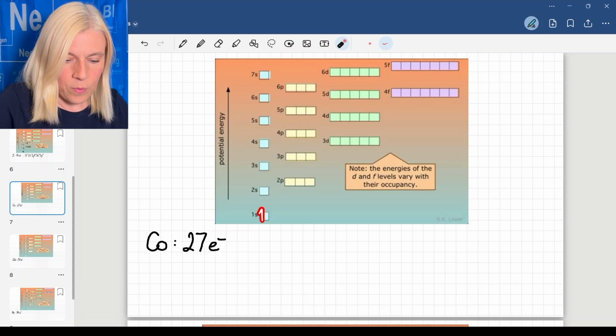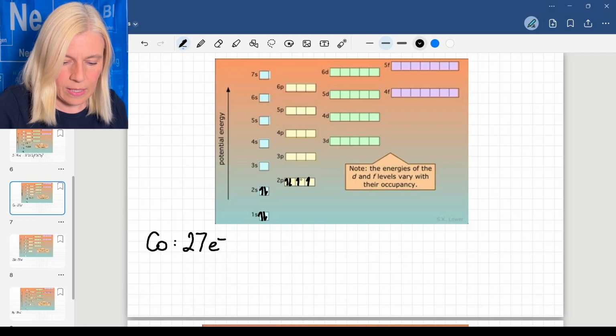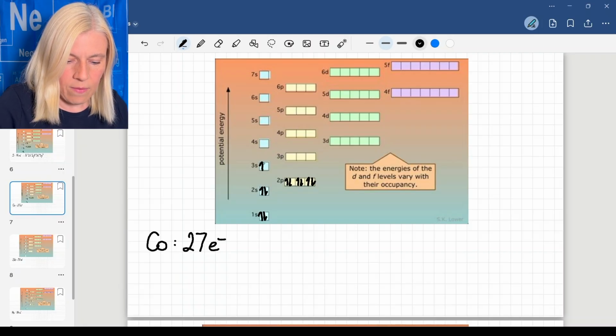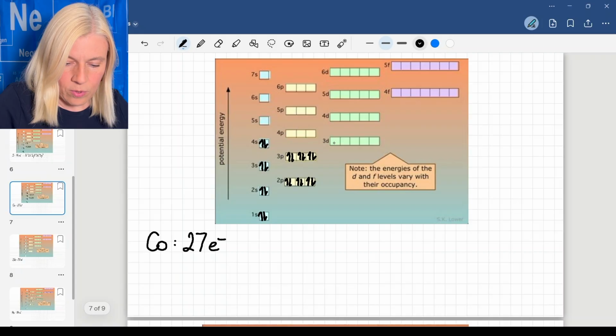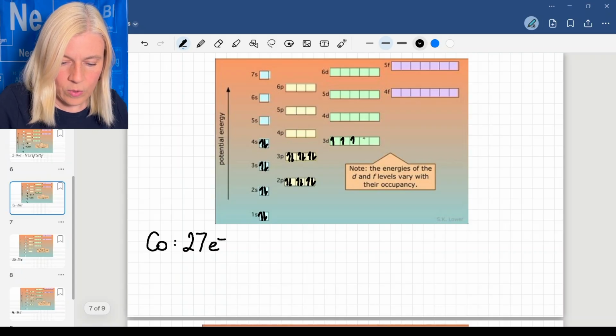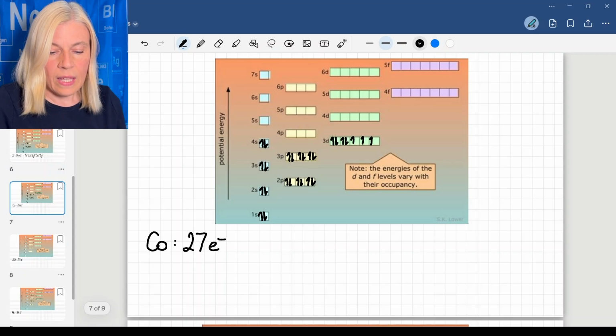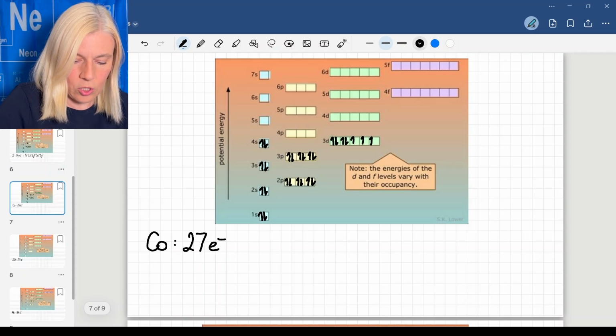So let's go to cobalt. Let's make it a pen. Here we go. 1, 2, 3, 4, 5, 6, 7, 8, 9, 10, 11, 12, 13, 14, 15, 16, 17, 18. Now I have to go to 4s, 19, 20, and then 7 more: 1, 2, 3, 4, 5, 6, 7. And I'm going to write my electron configuration for cobalt.